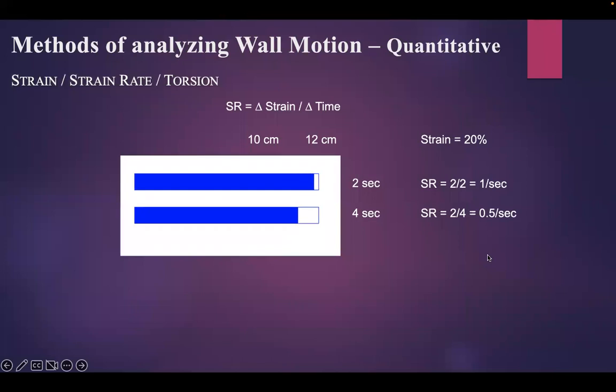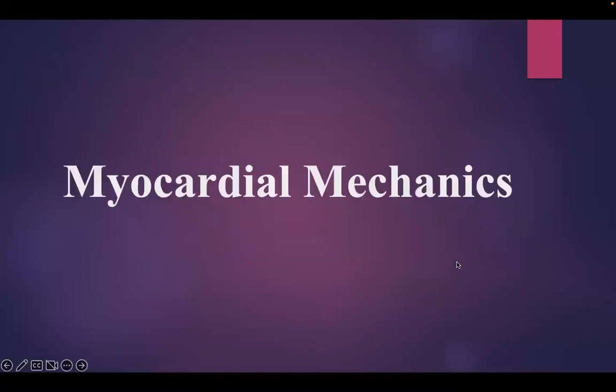Strain rate is when we look at how fast, or against time, how much the myocardium deforms or changes its length. That is called the strain rate. To understand strain imaging, we should know something about myocardial mechanics, which is very, very important. So I'll quickly go through the myocardial mechanics.